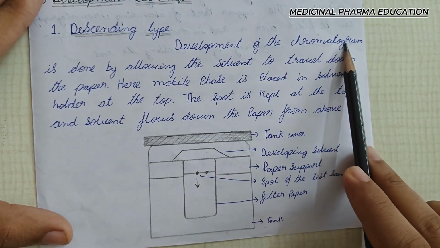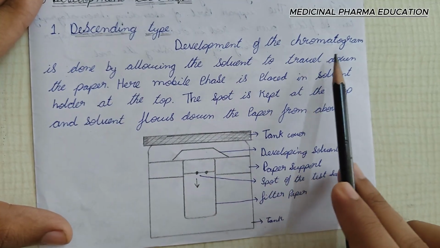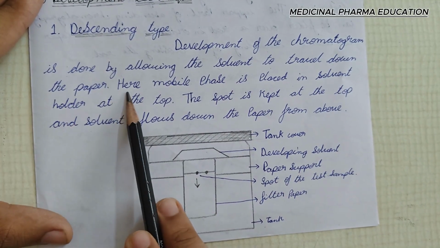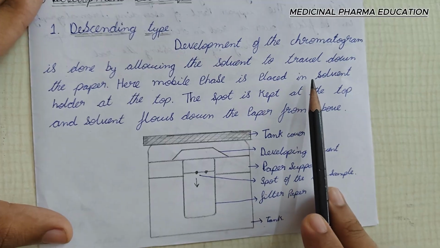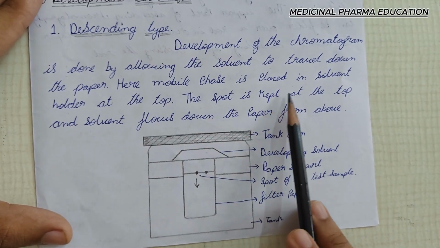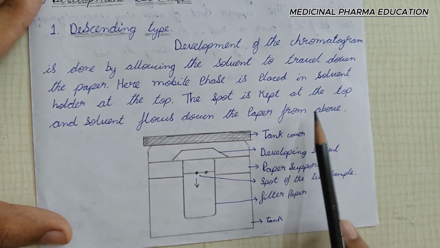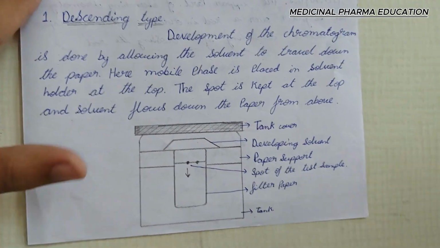Developing of the chromatogram is done by allowing the solvent to travel down the paper. Here the mobile phase is placed in the solvent holder at the top. The spot is kept at the top and the solvent flows down the paper from above. This is the descending type. I hope you have understood it.